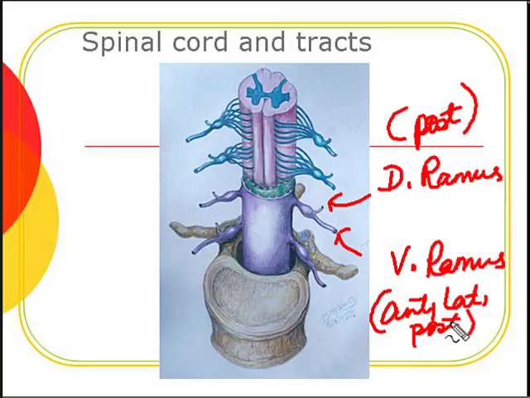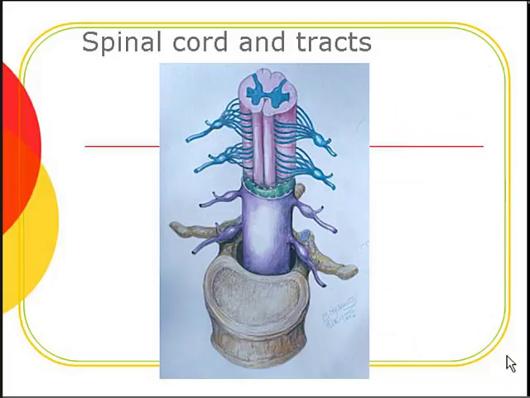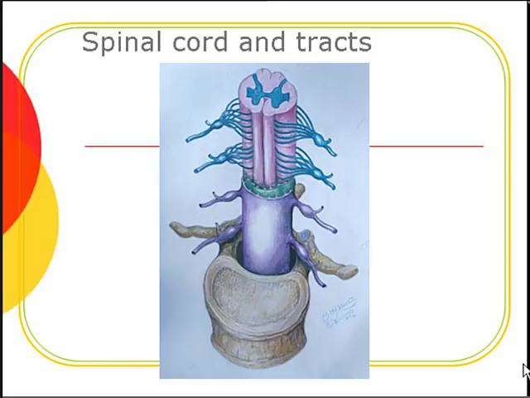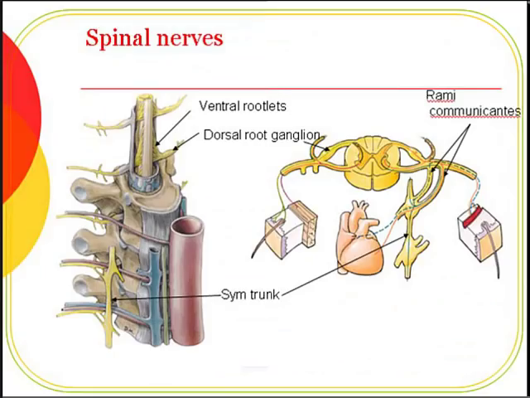So do not confuse roots. Roots attach the spinal nerve to the spinal cord. Rami are after the nerve has exited from the spinal cord, where it is divided. That's where these rami are present. Another differentiating point, so let's go back to this picture here. Another differentiating point which you should know is that the dorsal root is a sensory root.